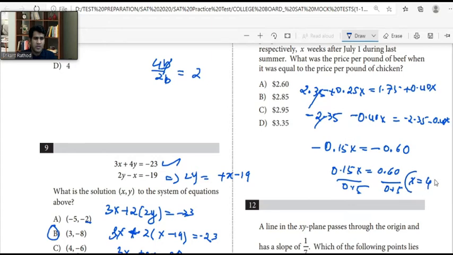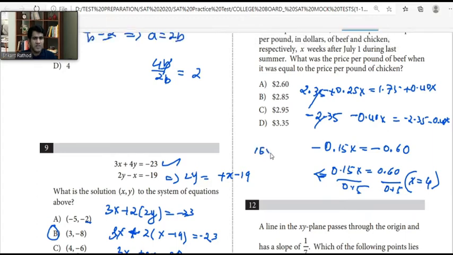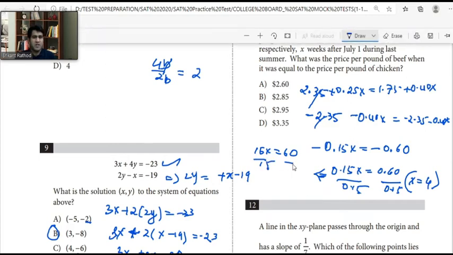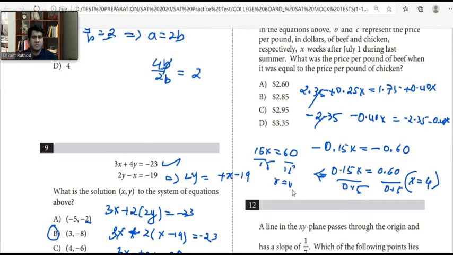as 4. You can also see that because after the decimal point there are 2 digits here, and here also 2 digits. If you are getting confused solving with decimals, this expression can also be written as the equivalent 15x equals 60, because after the decimal point both have the same number of digits. So divide by 15, divide by 15, the value of x is going to be 4. This is what we can say. But this is not the answer.